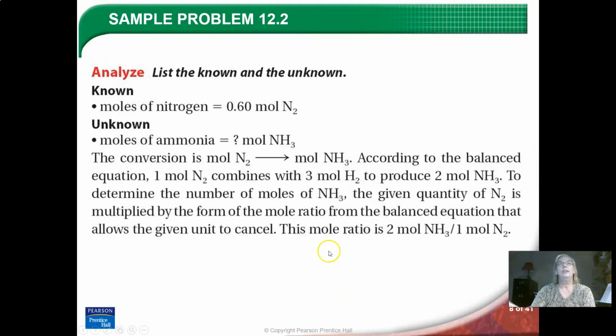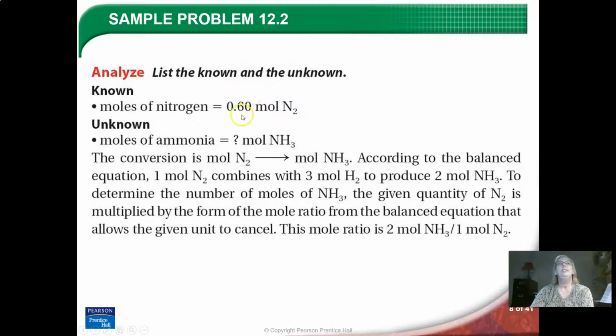So let me go back. This was the equation we had in the last set of slides, and they should have written the equation here for you. 1 mole of nitrogen combines with 3 moles of hydrogen to form 2 moles of ammonia, from our last set of slides on stoichiometry. So it's a 1 to 3 to 2 ratio.